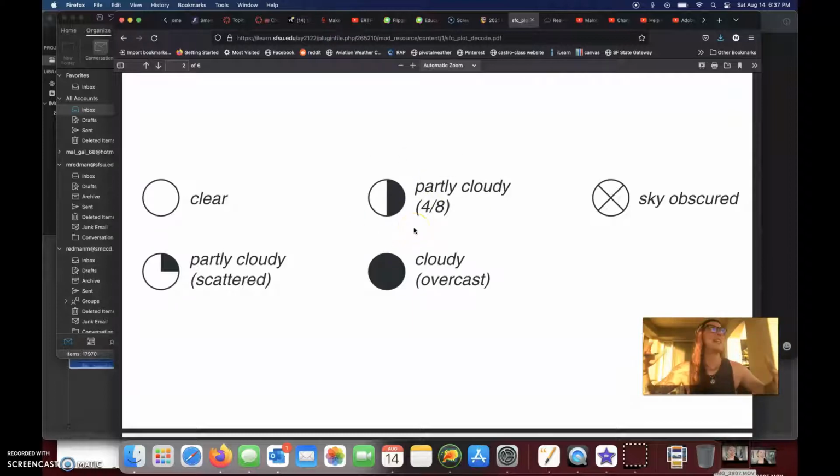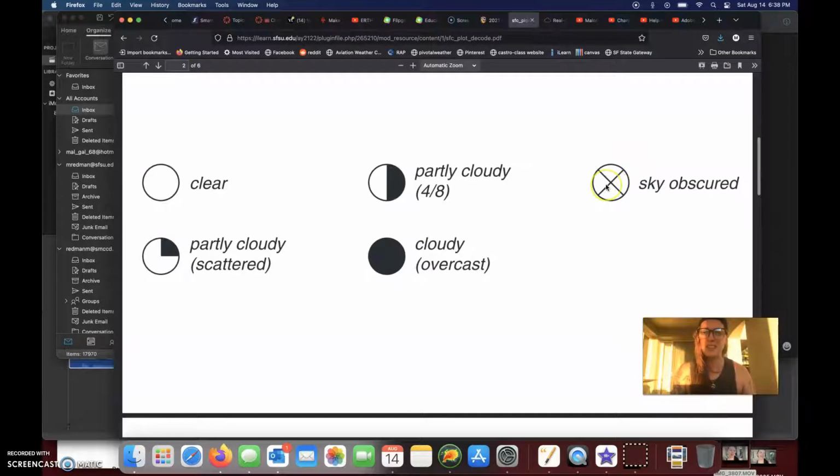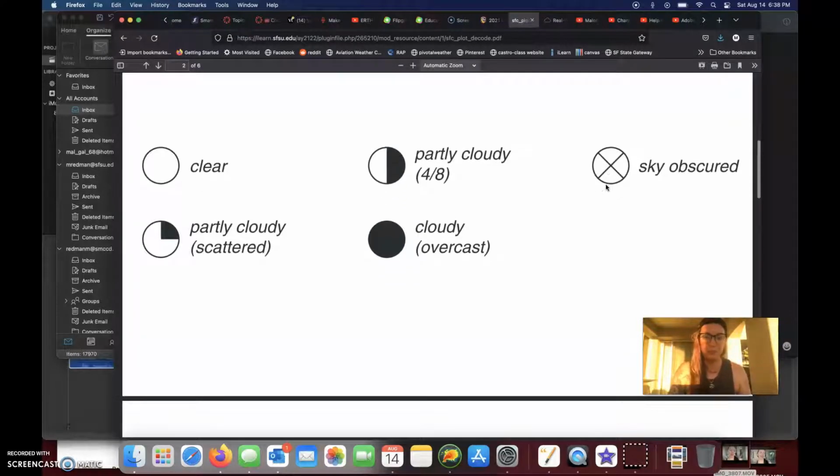But it's basically if you were to look up at the sky and ask yourself how much of the sky is obscured with clouds, it would either be partly cloudy in terms of like only a quarter of the sky, half of the sky, or fully overcast. This X here just means that the sky is obscured. So that is essentially the instrument just can't see what's going on. There might be a tree or debris in the way. We just can't see what's happening with the cloud cover.